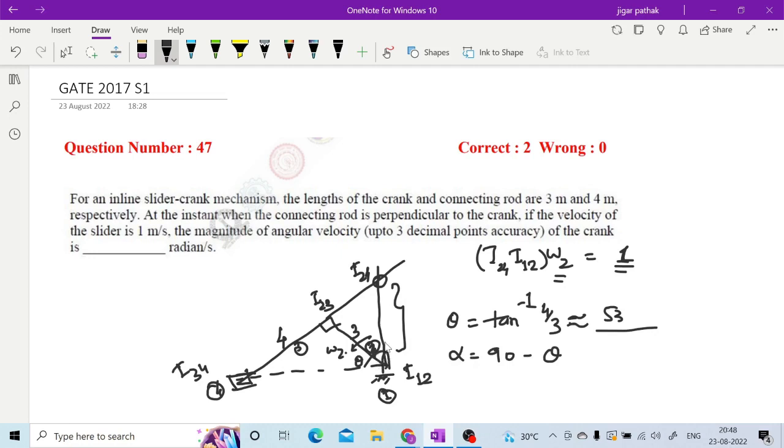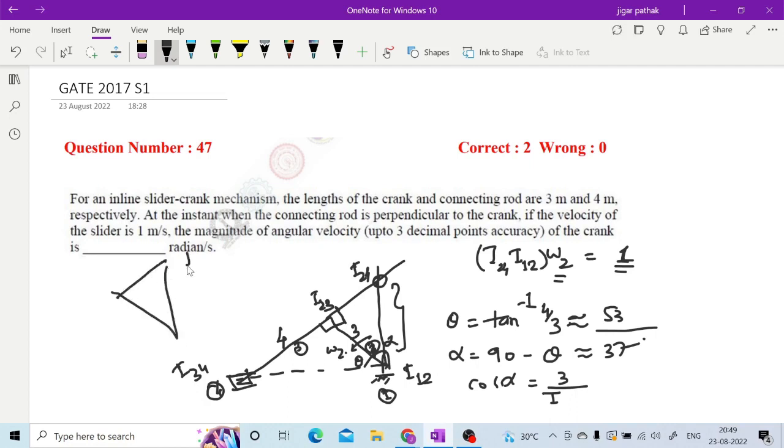37 degree. This alpha will be 90 minus theta, approximately 37 degree. Now once you have this, then your cos alpha is equal to what? Cos alpha is equal to 3 divided by, because here also 90 degree angle. Sir, 4/5. Cos alpha, 4/5. Alpha is here, in this triangle.